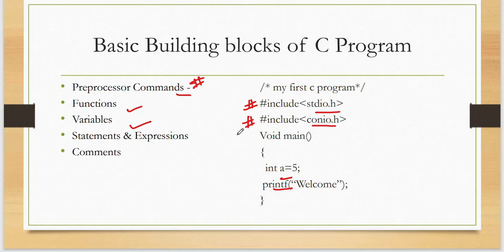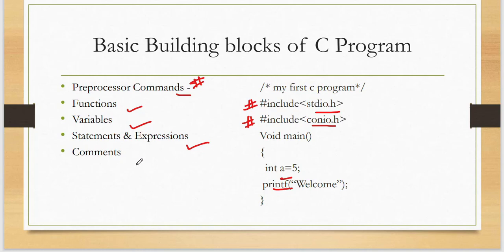Variables have to be declared in the C program. Then statements and expressions. A single line is called a statement, for example int a = 5; each statement ends with a semicolon in C. Expression means, for example, c = a + b, where I am doing some calculation. Another calculation, like a square plus b square, is also called an expression. Every statement ends with a semicolon.